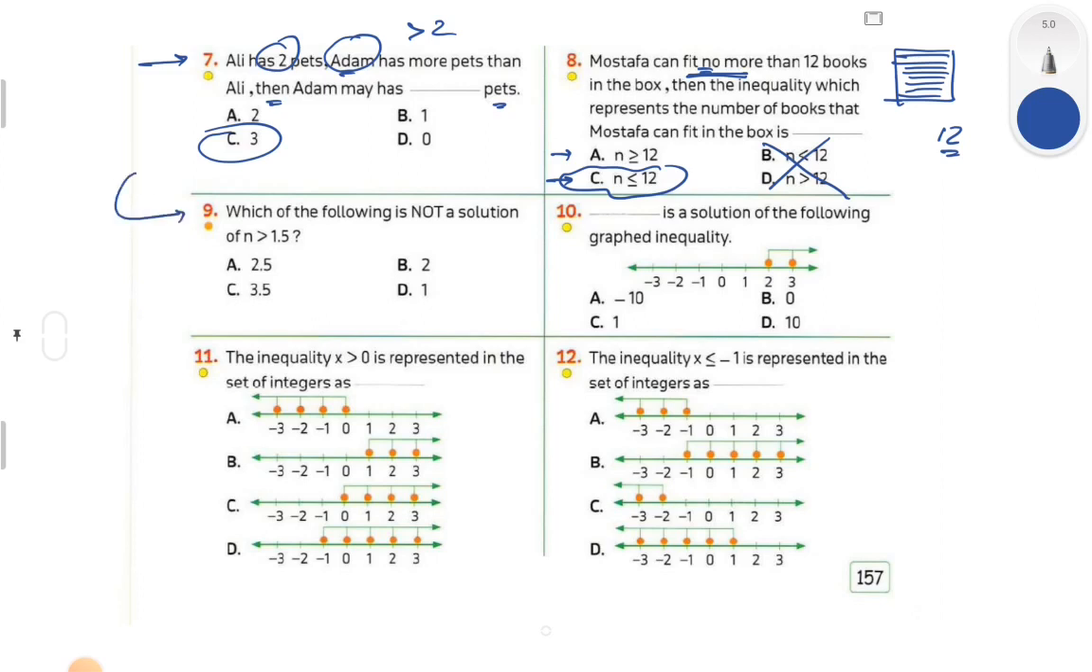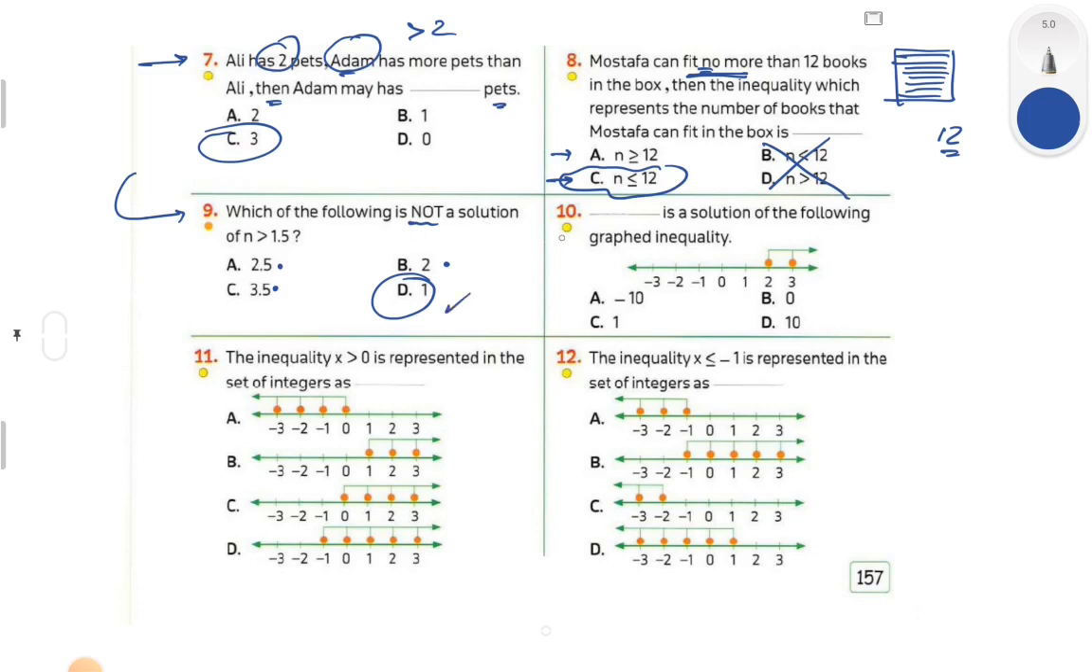Next, point 9. Which of the following is not a solution of n greater than 1.5? What is greater than 1.5? Yes, 2 is greater than 1.5. 2.5 is greater than 1.5. 3.5 is greater than 1.5, but 1 is less than 1.5, and this is not a solution.